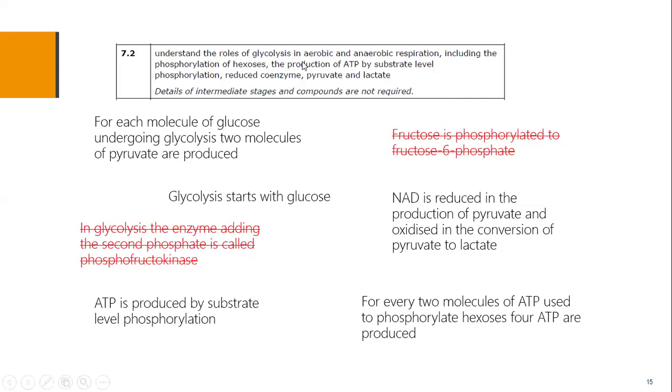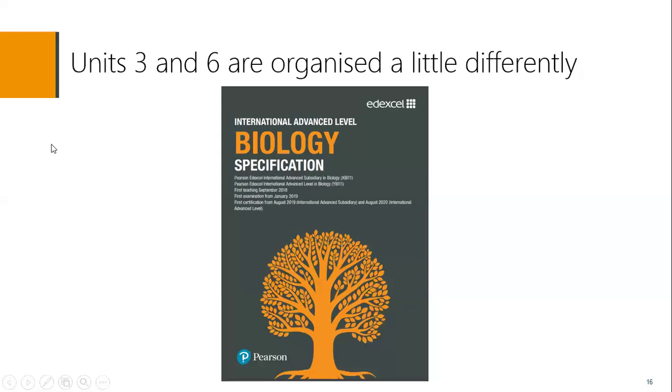Understand the role of glycolysis in aerobic and anaerobic respiration, including the phosphorylation of hexoses, the production of ATP by substrate level phosphorylation, reduced coenzyme, pyruvate, and lactate. It tells you that the details of intermediate stages and compounds are not required.